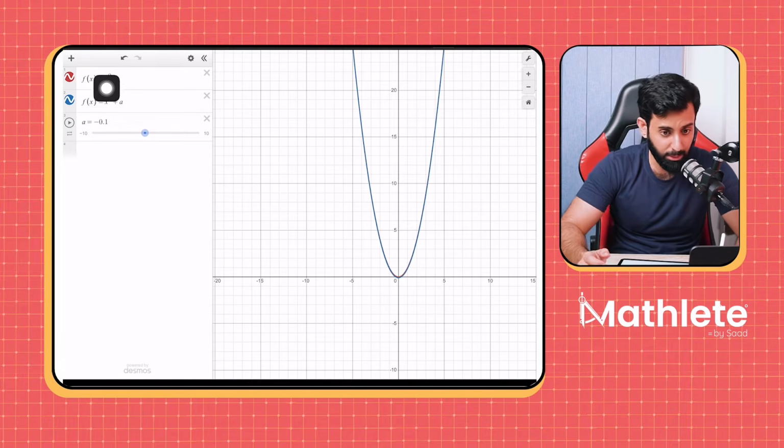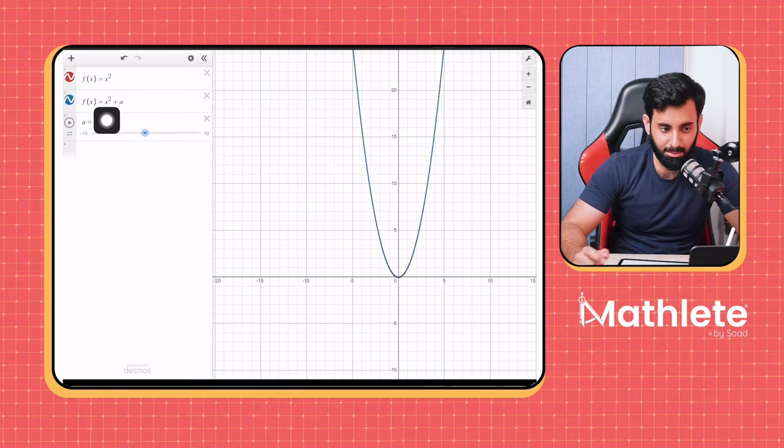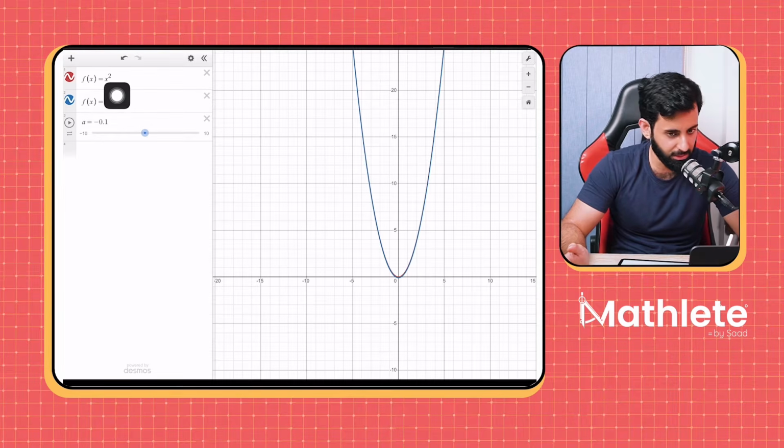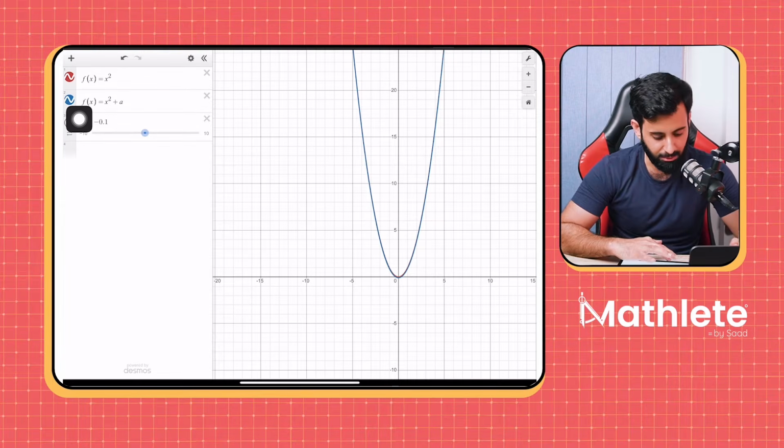But the question is, where do we add and subtract? We add and subtract towards the end of the equation. So f of x equals x squared. That's where it ends. So towards the end of the equation, if I add, the graph moves up. If I subtract, the graph moves down.